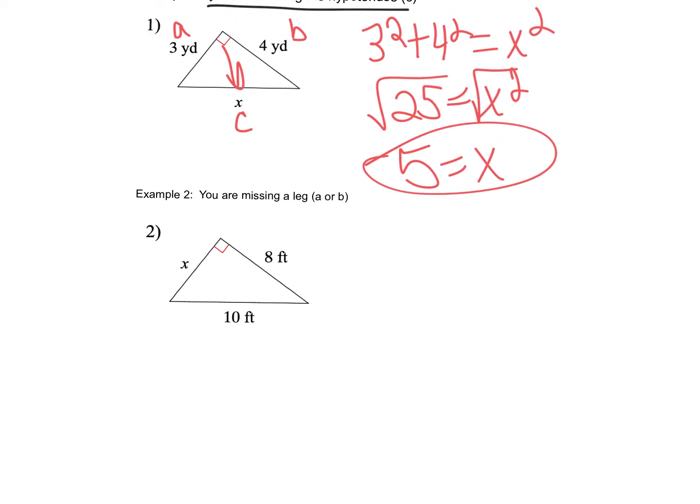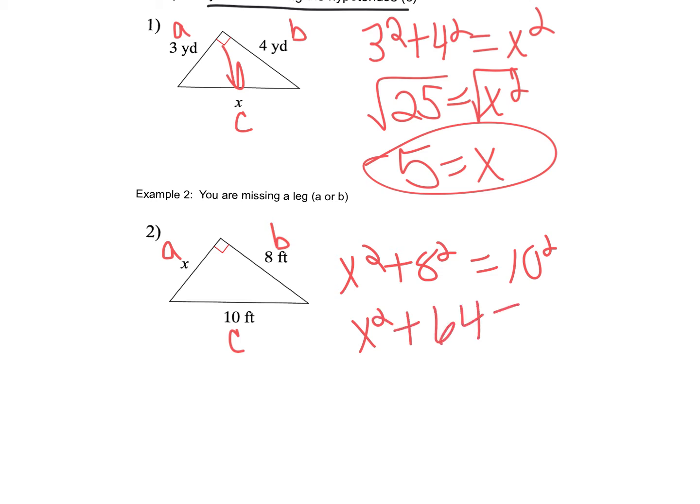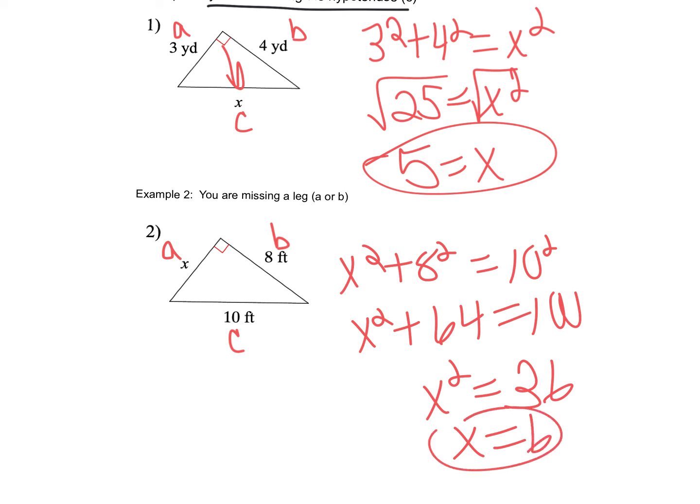So then the other type that you would look at would be when you're missing a leg. So again, the legs make the right angle, here's your hypotenuse. So you would have x squared plus 8 squared equals 10 squared. So you'd have x squared plus 64 equals 100. When you subtract 64 from both sides, you'd get x squared equals 36 and x equals 6. So when you have a missing leg, it just adds one extra step in there where you have to subtract before you take the square root of both sides.